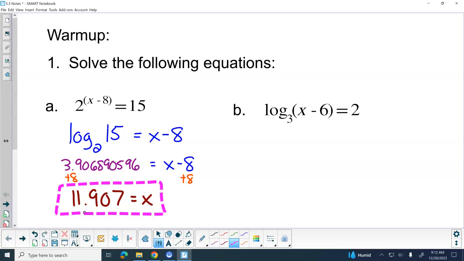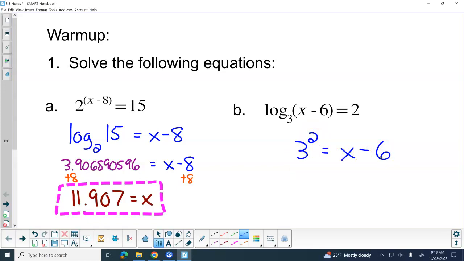Second one. Isolated, yes or no? Yep, isolated. Okay. Step 2. Switch it to what? Just read off to me the equation. 3 squared equals x minus 6. There you go.